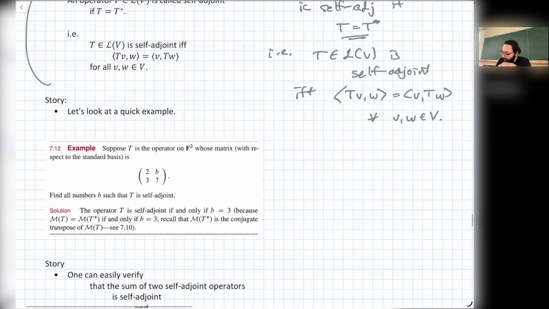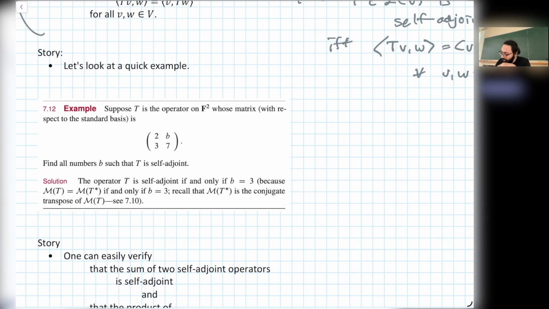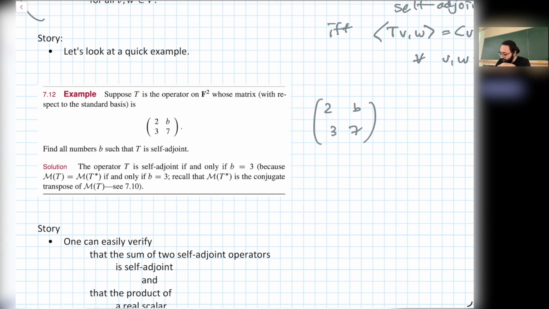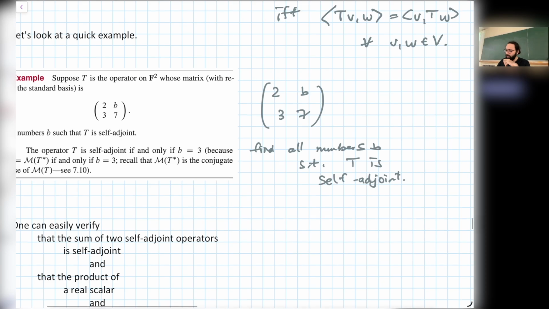So let's quickly look at an example. In this example, you take this matrix: 2, b, 3, and 7. And we want to find all numbers b such that T is self-adjoint. So how would we approach this question? We know that the definition is that T has to be equal to T star.